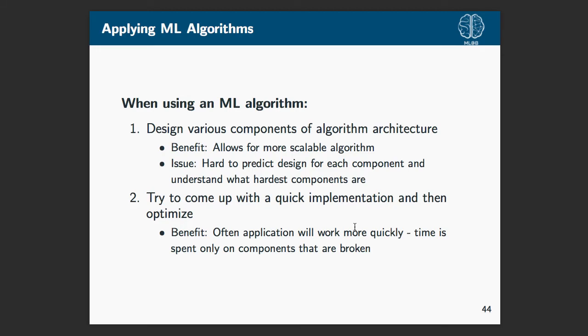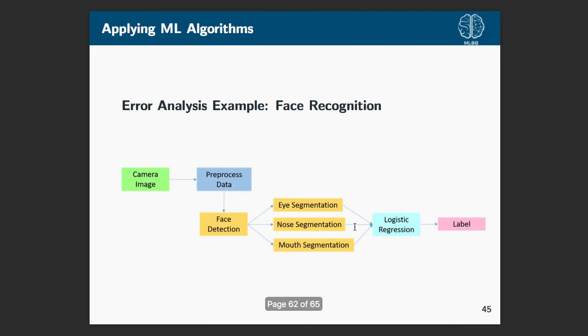And you also probably wouldn't know what to spend the most time on, because you wouldn't know what's the hardest or most important. Another way you can do this is to come up with a quick implementation, do what you think is probably appropriate, and then go through and debug things like variance and bias as you go on. This usually allows it to work more quickly because you're only spending time on things that are broken.